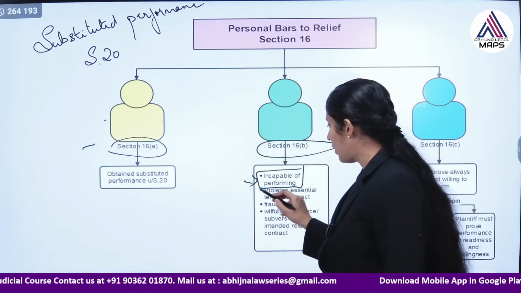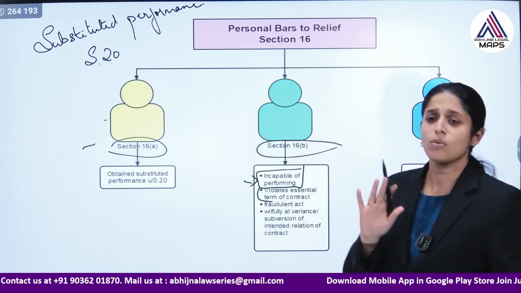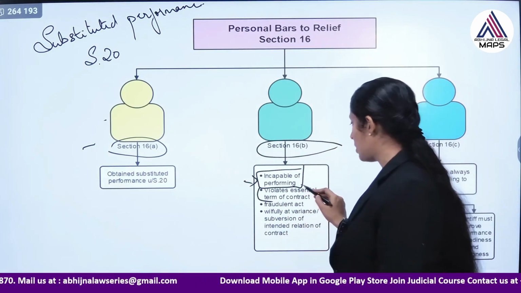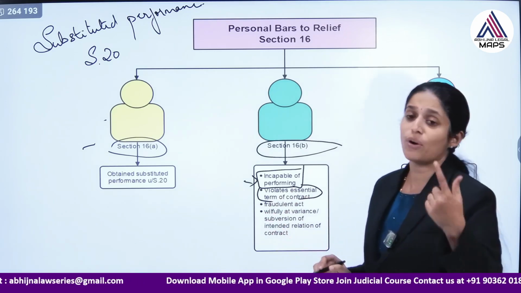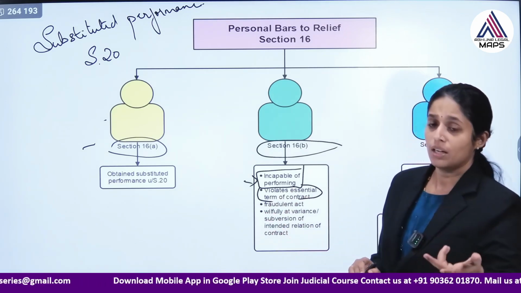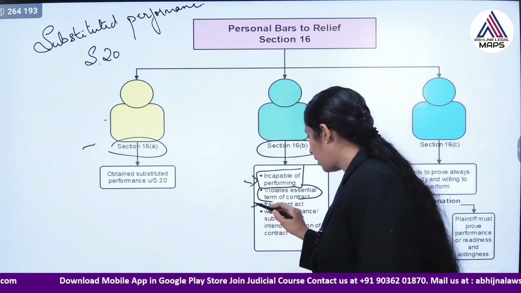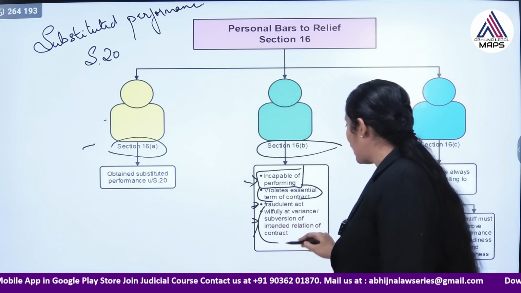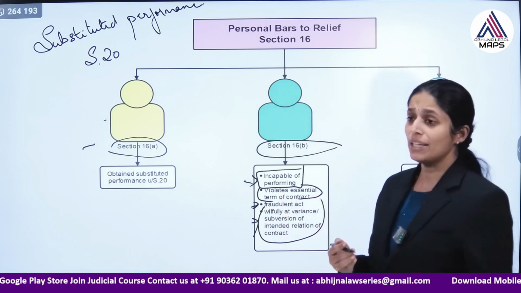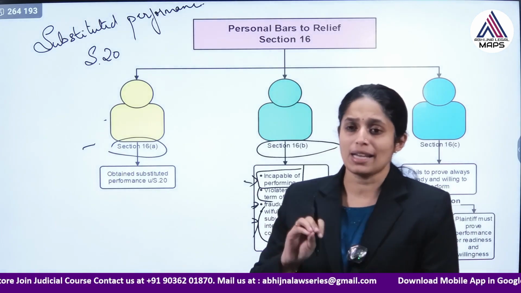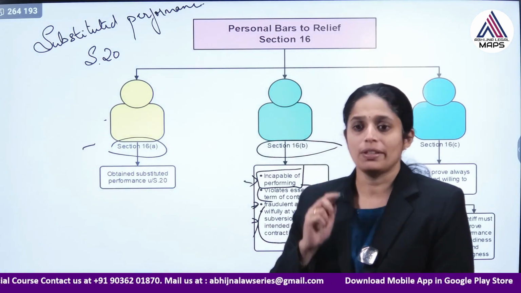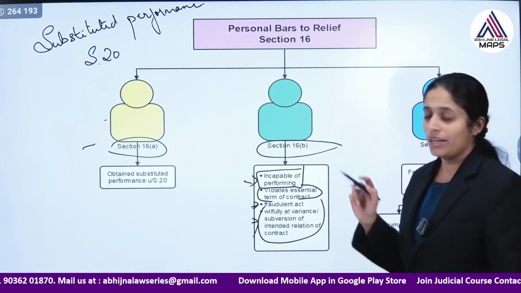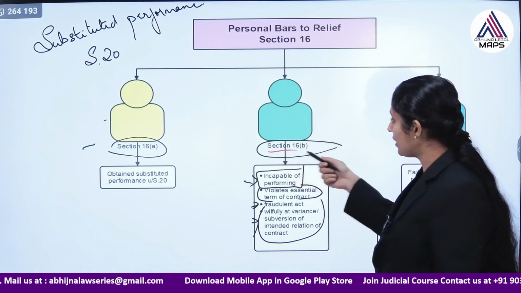The second one is if the person violates some essential term of the contract. If he is violating any term of the contract, then that is a personal bar to relief, or he is acting fraudulently in relation to a contract. Even then he cannot seek specific performance. And the last one is if he is willfully at variance with the terms of the contract, in subversion of the terms of the contract, even then there is a personal bar to relief. So, this we can find under Section 16B.